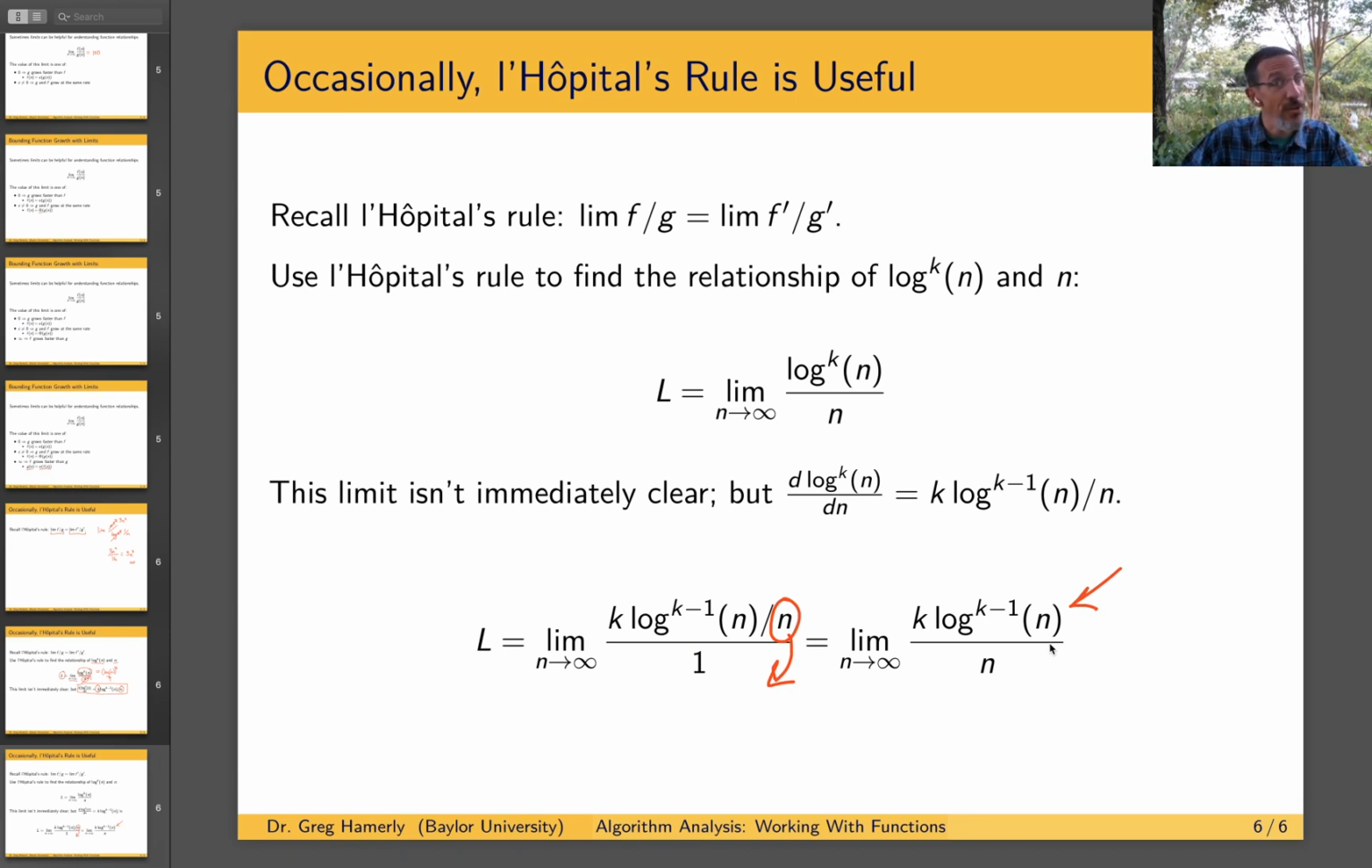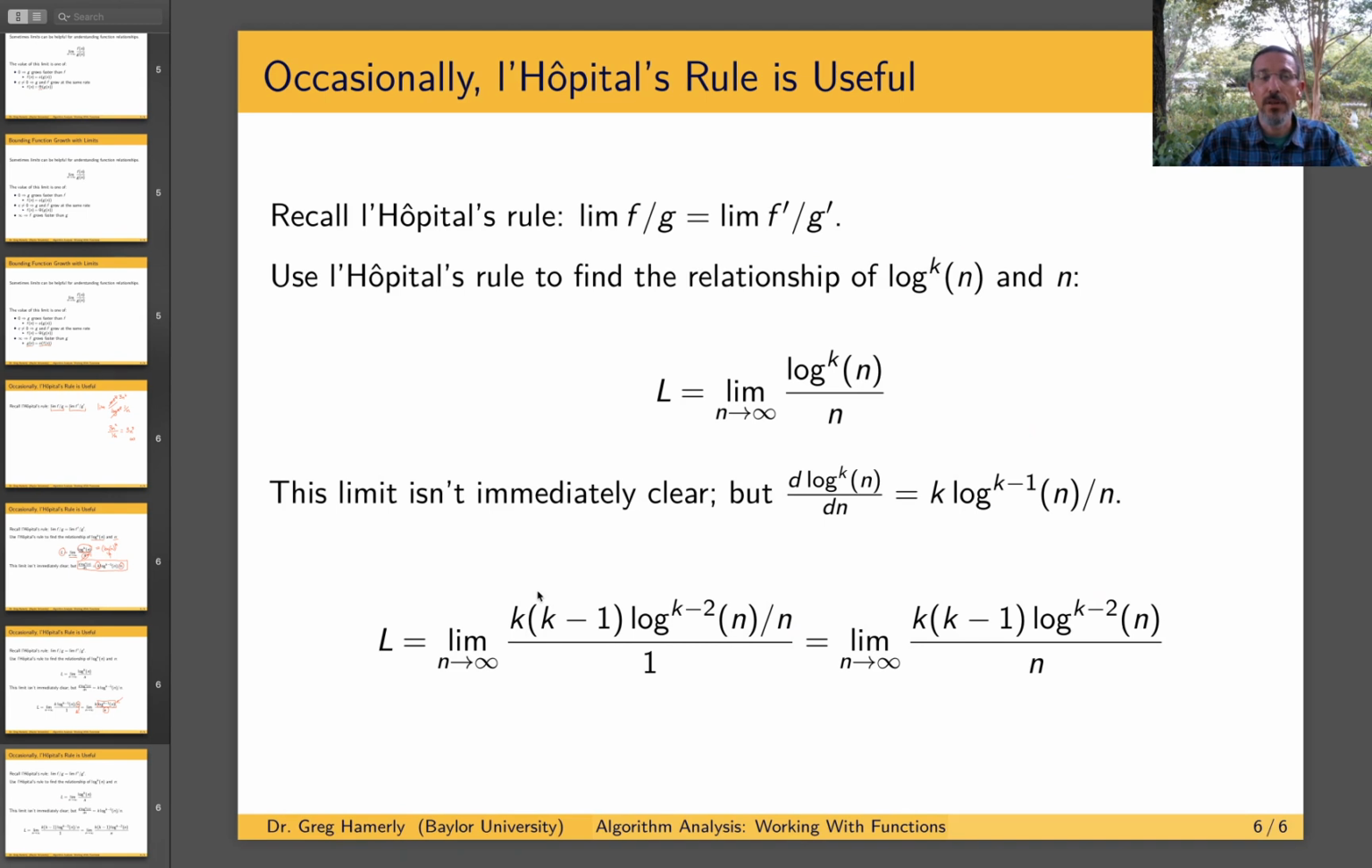We can apply L'Hopital's rule again, right? And if we apply L'Hopital's rule again to this portion, what we're going to be left with is k, remember that was from the first derivative, times k minus 1 from the second derivative, of log to the power k minus 2 of n over n divided by 1 again, which gives us k times k minus 1 times log to the power k minus 2 of n all over n. Okay, but I still don't know what this limit is.